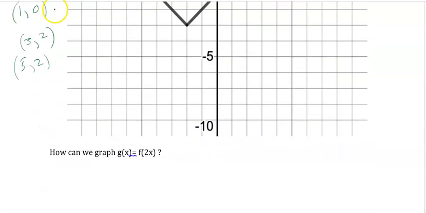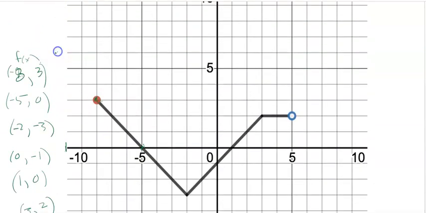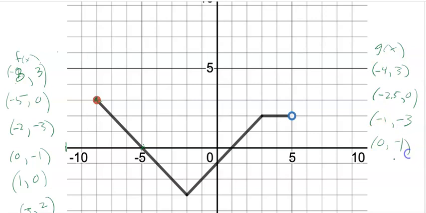My new function, which I call g of x, is going to have each of these points, but the x-coordinates are going to be divided by 2. So for g of x, instead of negative 8, 3, I have negative 4, 3. Instead of negative 5, 0, I have negative 2.5, 0. Instead of negative 2, negative 3, I have negative 1, negative 3. 0, negative 1. 0.5 instead of 1, 0. 1.5, 2 instead of 3, 2. And 2.5, 2 instead of 5, 2. And now I can simply plot these points.